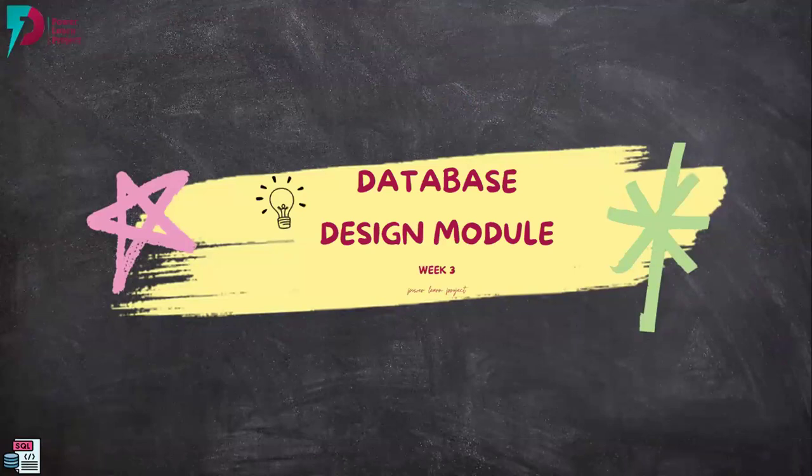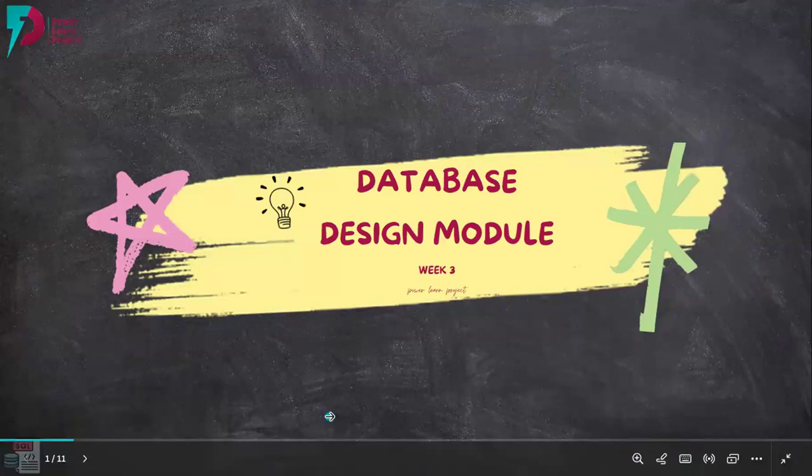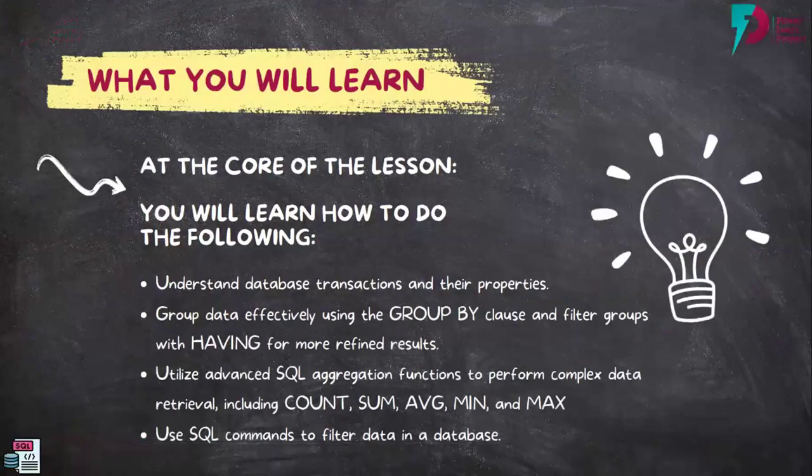Okay. Now, I believe it's visible. Yeah, let's start. Now we were here. So as I said earlier, we're going to understand database transactions and their properties. We're also going to group data effectively using the GROUP BY clause and filter groups with HAVING for more refined results. We're also going to utilize advanced SQL aggregate functions to perform complex data retrieval, including COUNT, SUM, AVG, MIN, and MAX. And later on, we're also going to use SQL commands to filter data in a database using the WHERE clause, which you already learned in last week's class.